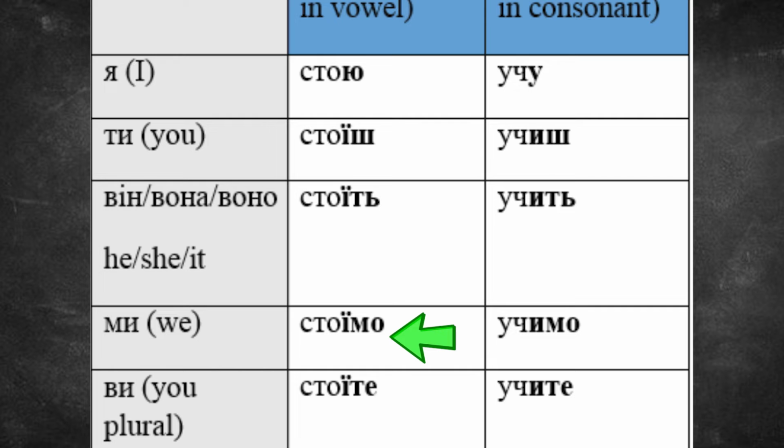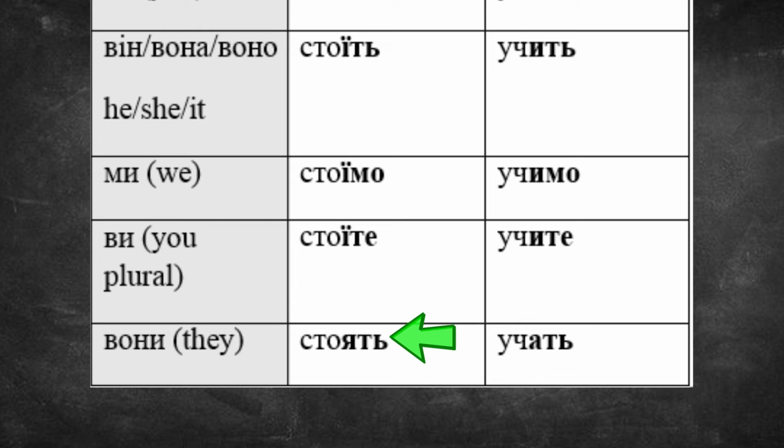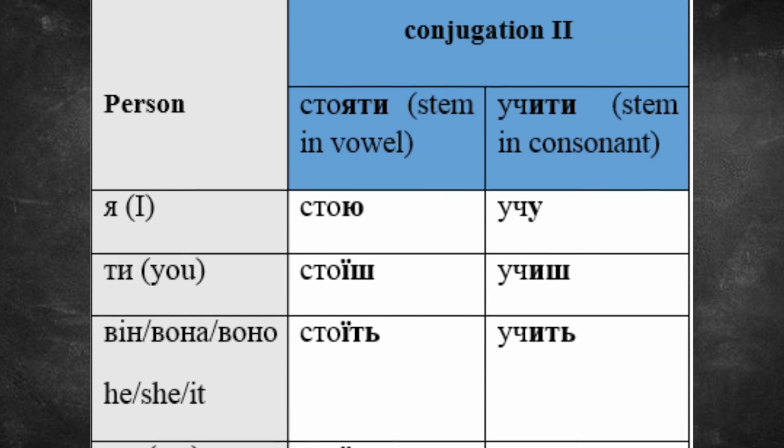So, ми стоїмо, ви стоїте, стоїте, вони стоять. Okay. And also conjugation 2. Let's look at the verb учити. Stem ends with the consonant ч. And ending -ити. Okay, let's start.